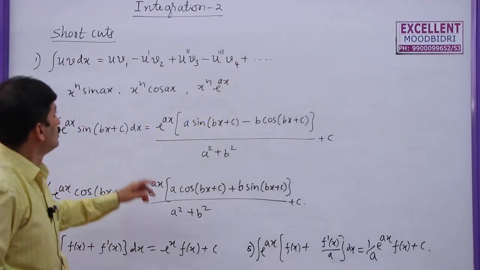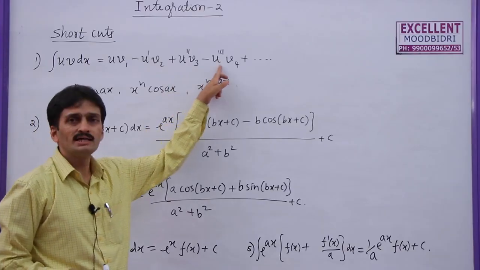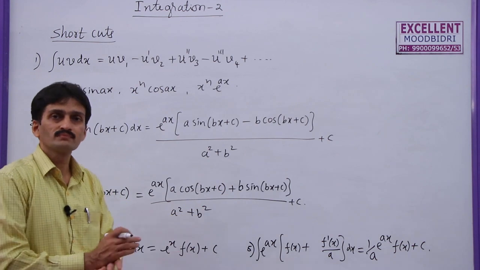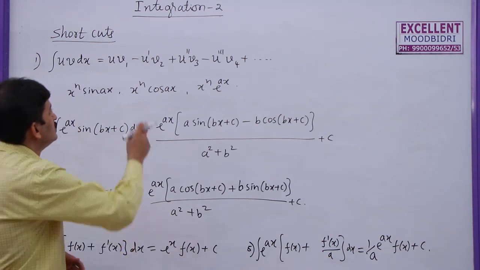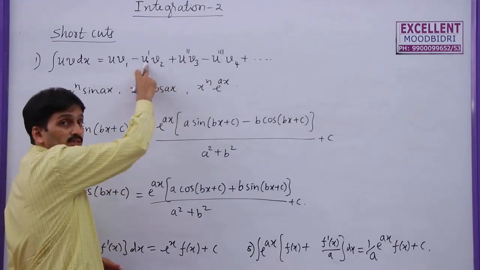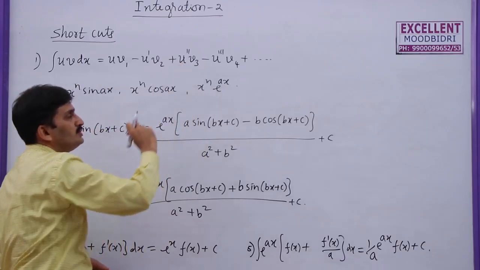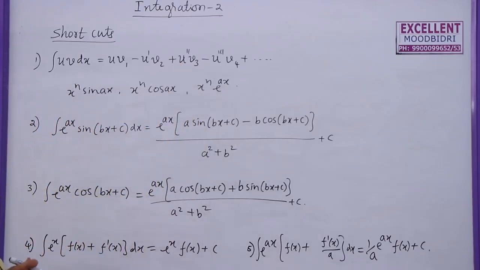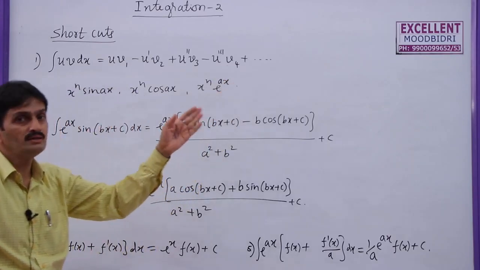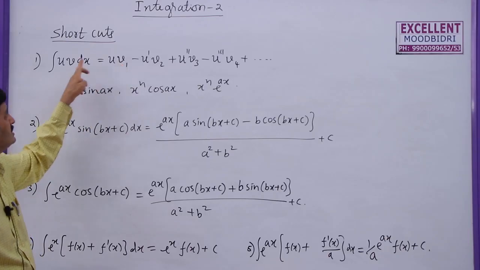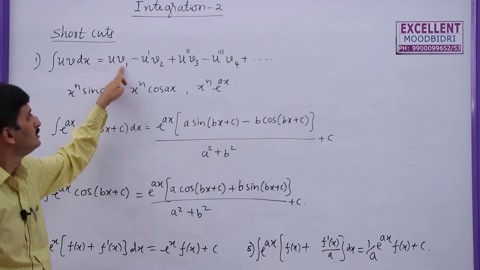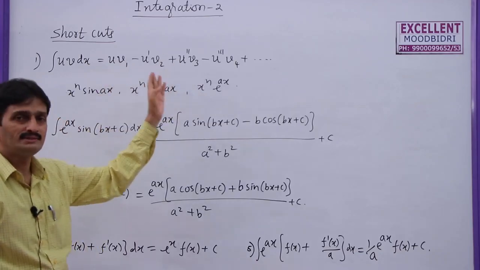Here, what are u dash, u double dash, u triple dash? They are successive derivatives of u. For example, u dash is the derivative of u, u double dash is the derivative of u dash, u triple dash is the derivative of u double dash, and v1, v2, v3, v4 are successive integrals of v. For example, v1 is the integral of v, v2 is the integral of v1, v3 is the integral of v2, and so on.